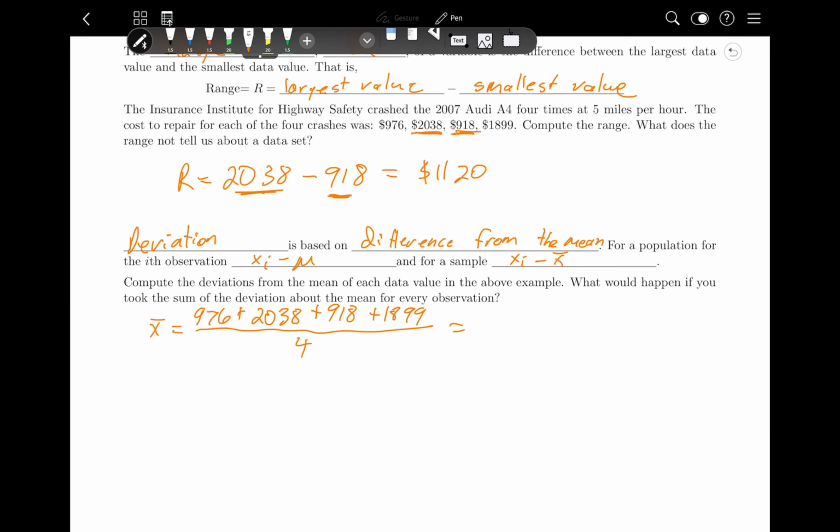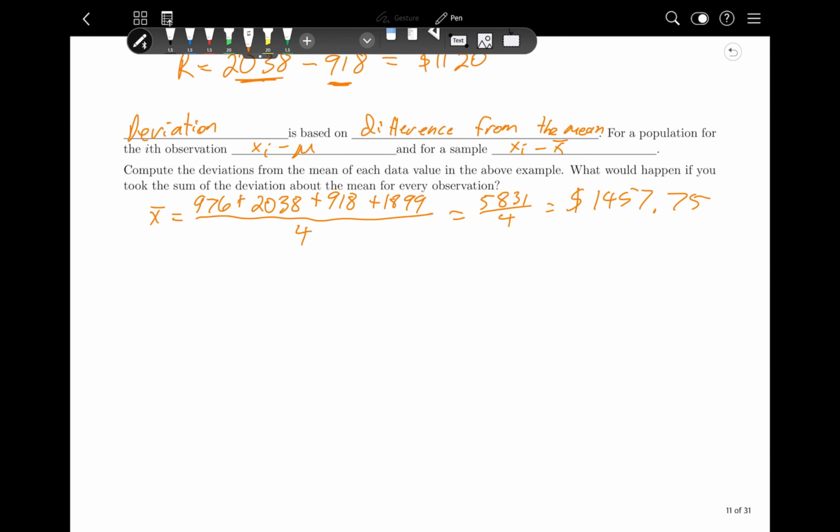So 976 plus 2,038 plus 918 plus 1,899 is 5,831, divided by 4 is $1,457.75. Okay, so now what we want to do is find the deviation for each one of those data values from this mean.